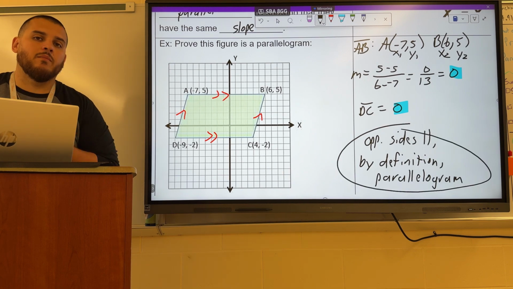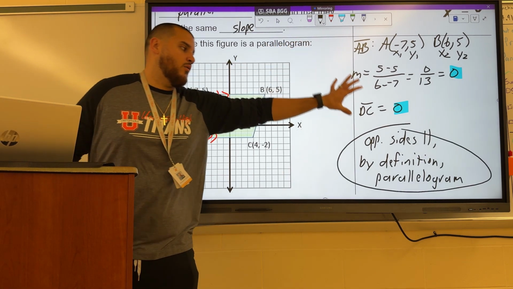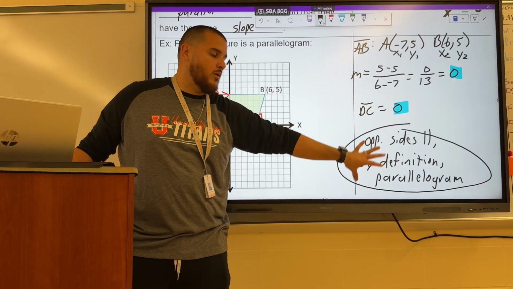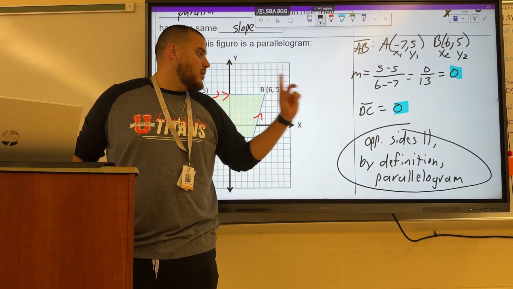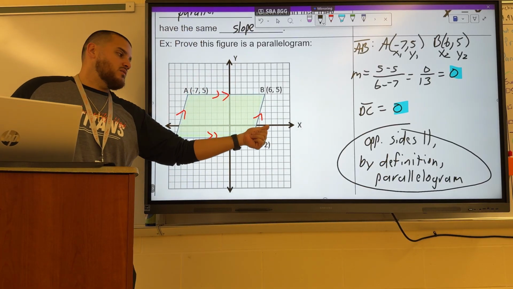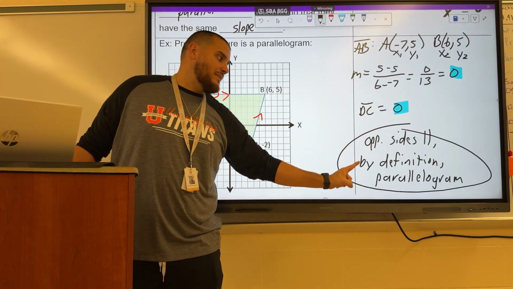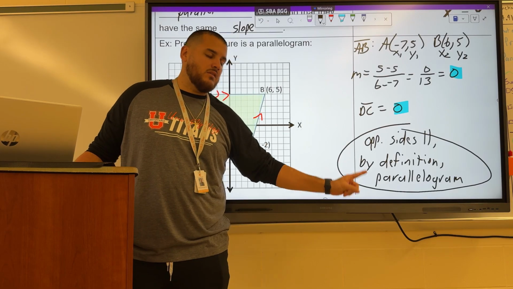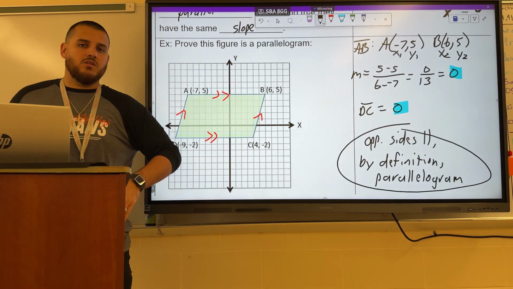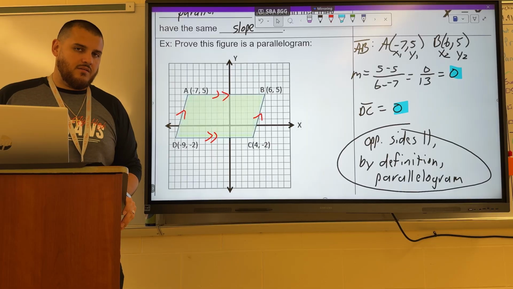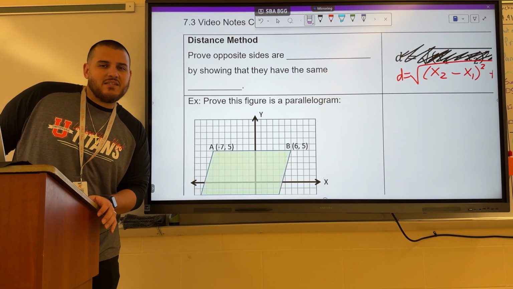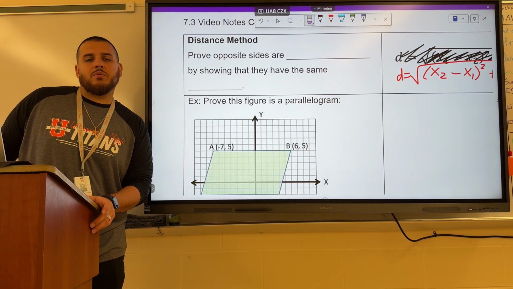Right? So for me, if you're my student watching this, I want the work and I want you stating what that work proves. Those zeros, the slopes of 7 over 2 that we got for the left and right prove that our opposite sides are parallel. And then by definition, we now know that this is a parallelogram because opposite sides are parallel to each other. That's our slope method.